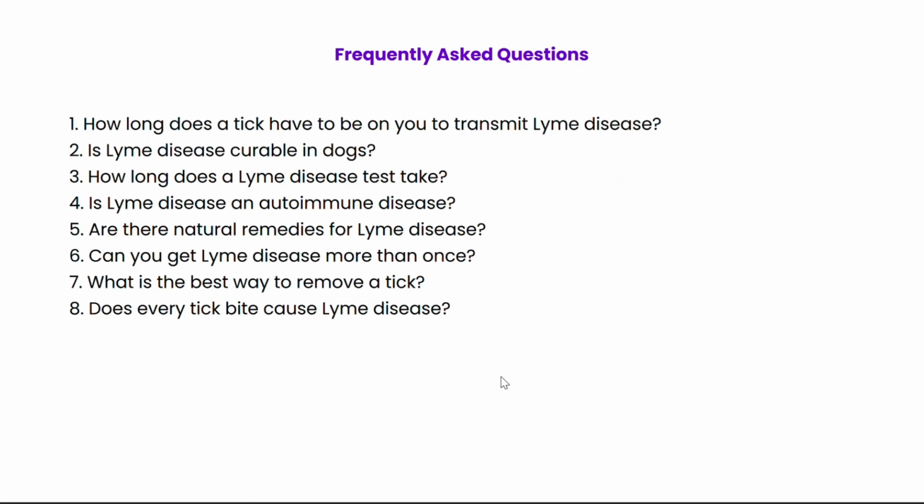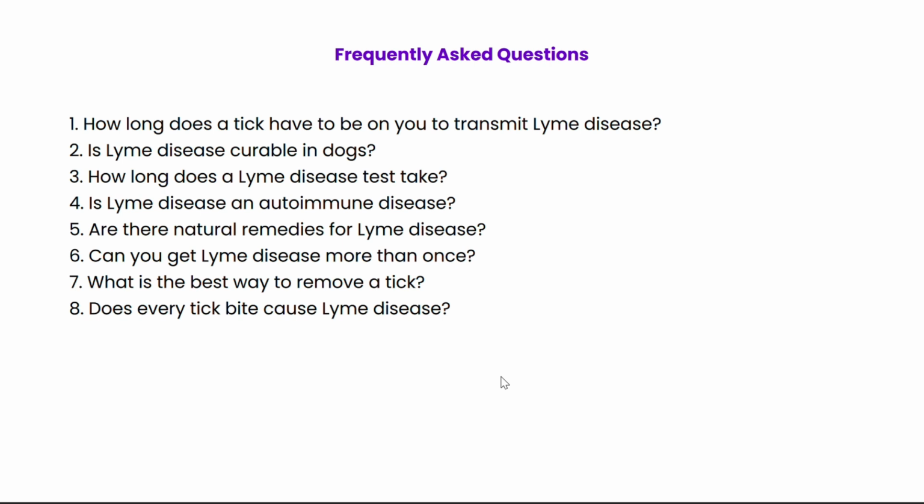So let's address some frequently asked questions about Lyme disease. A common question is, how long does a tick have to be attached to transmit Lyme disease? The answer is, generally the risk of transmission is low if a tick is removed within the first 24 to 48 hours. However, the risk increases significantly with longer attachment time. So prompt tick removal is crucial.